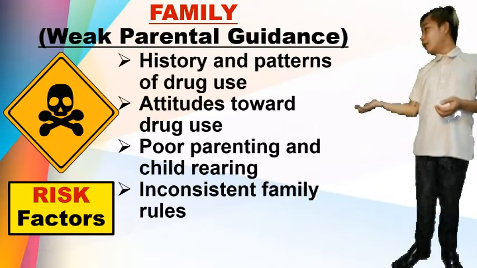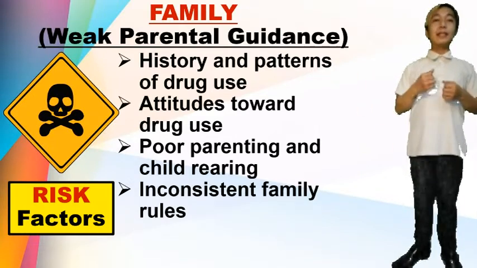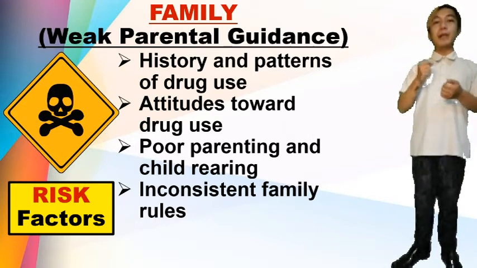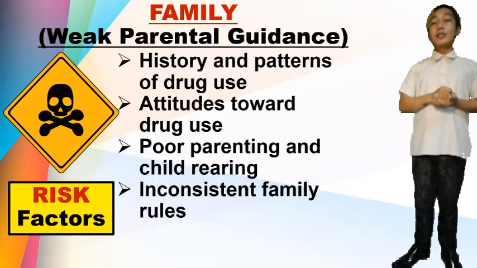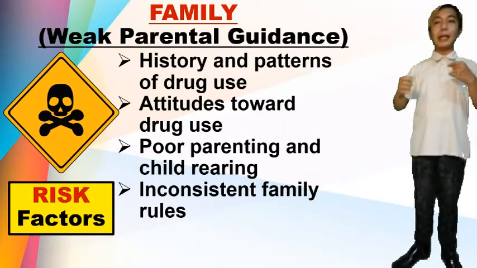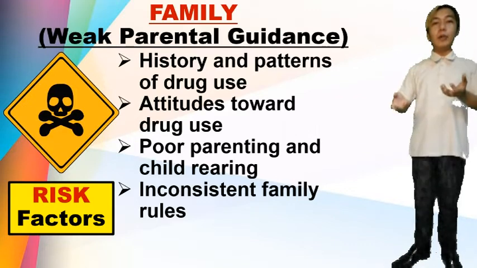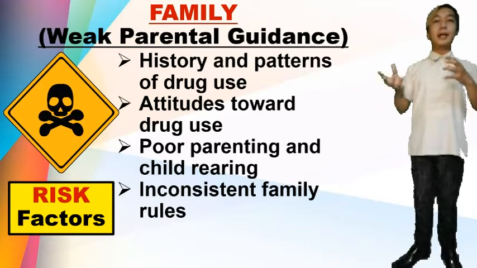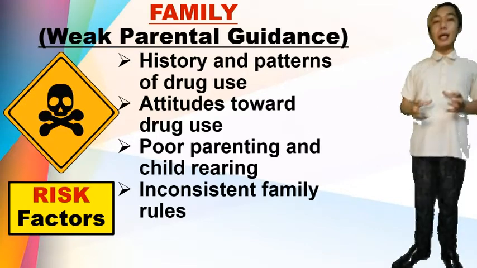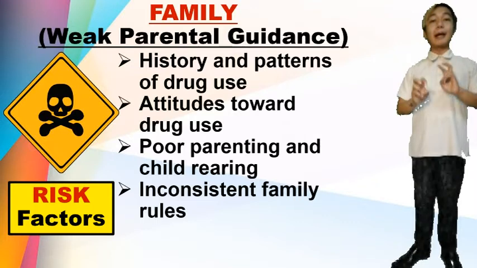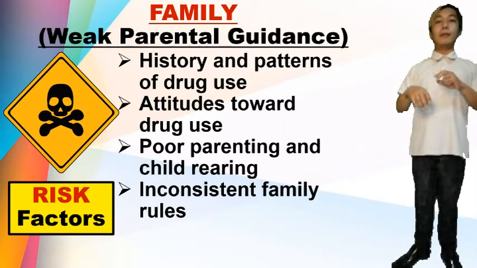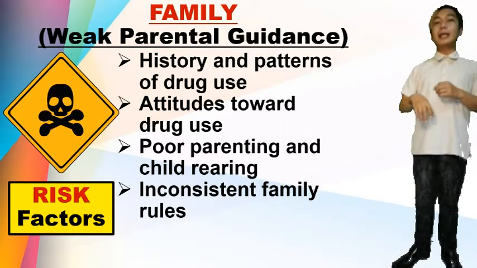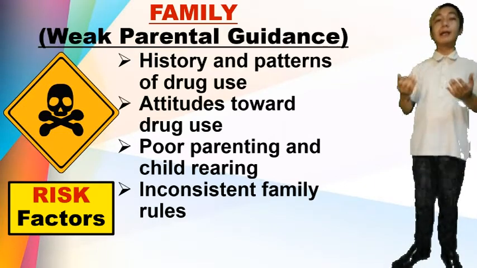Number four is inconsistent family rules. So for example, you have a curfew at home, for example, at 6 p.m. you must be at home already. So for example, you came home late at 8 p.m. and they forgive you for several or consecutive times. So it means that you have inconsistent family rules. So that is just an example to set family rules. So the curfew is one of the examples, but not most of the family. It depends upon their agreement.